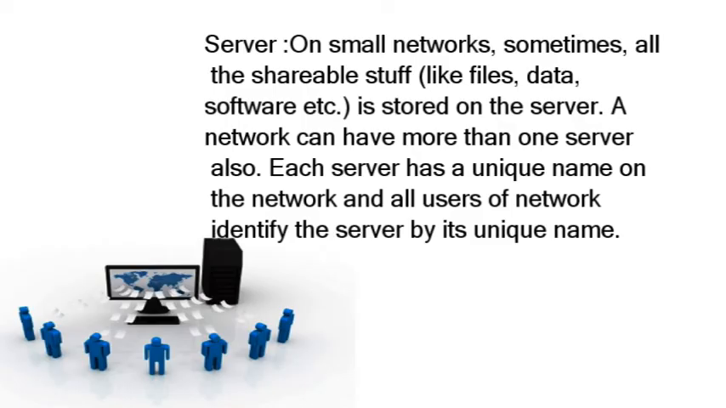Next thing that we have is the server. On very small networks, sometimes all shareable stuff like files, data, software, etc. is stored on a server. A network can have more than one server. Each server has a unique name on the network, and all the users of that network identify the server by its unique name. So now there are different types of servers.